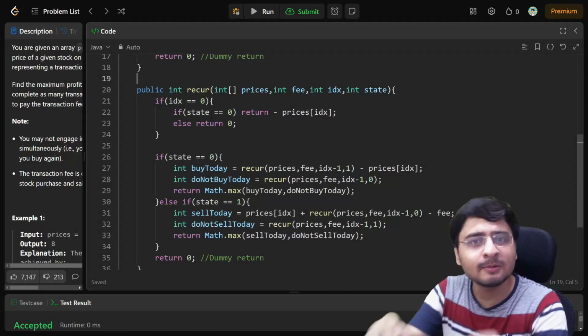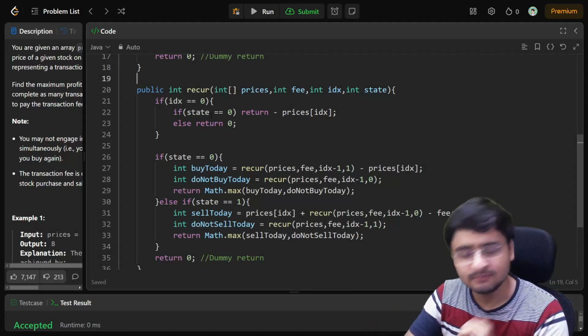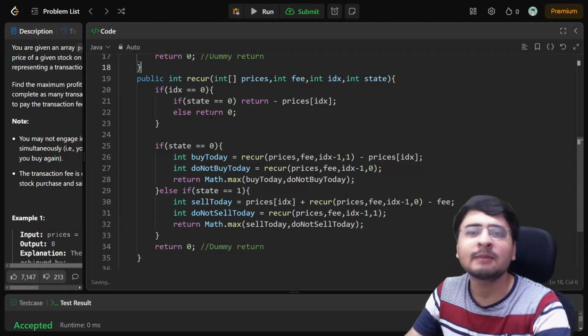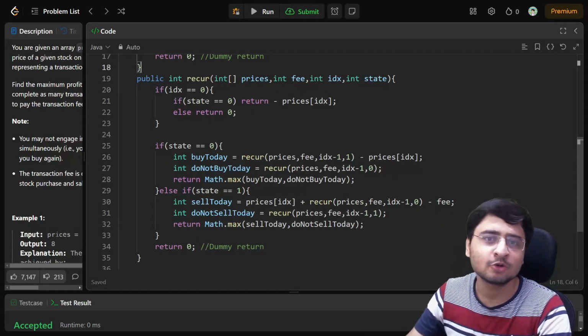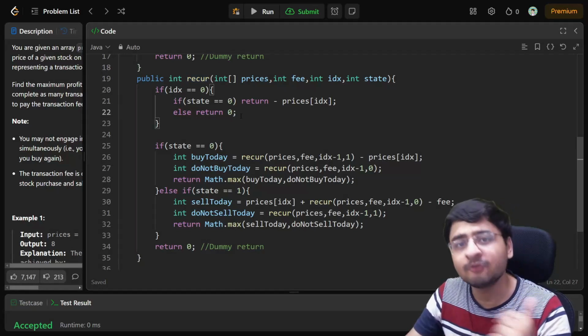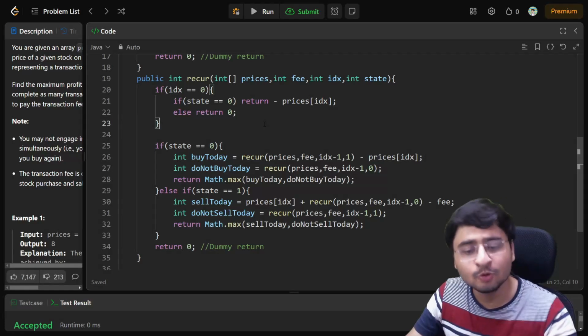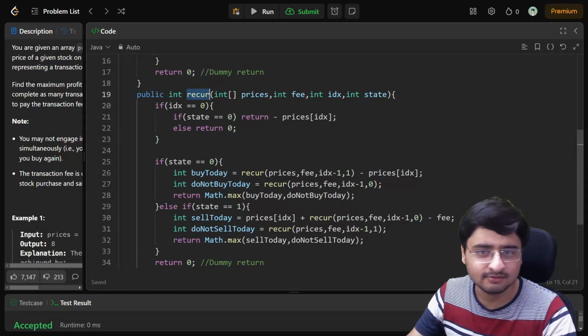So for every problem, I'm going to do this kind of step. Once you think about the recursion, you will be able to do the memoization and tabulation as well. These are the tricks I'm talking about. These tricks we have discussed before in the previous lectures of this dynamic programming series. So do watch this whole playlist.